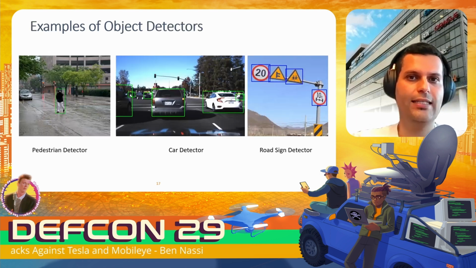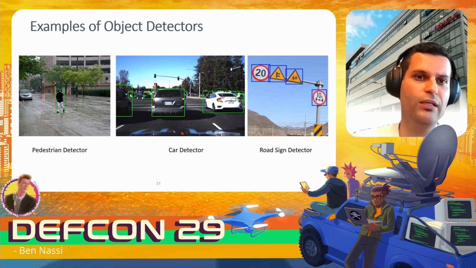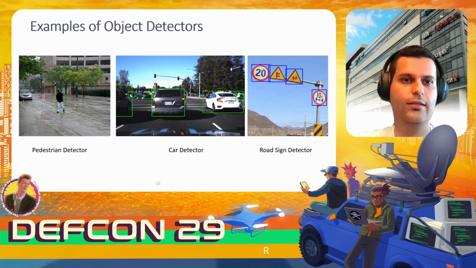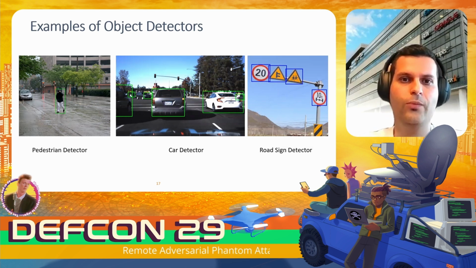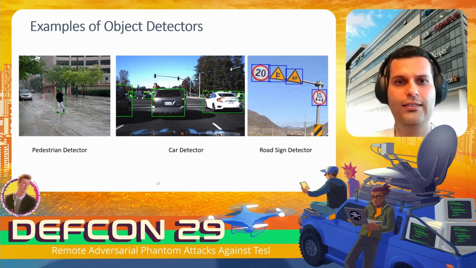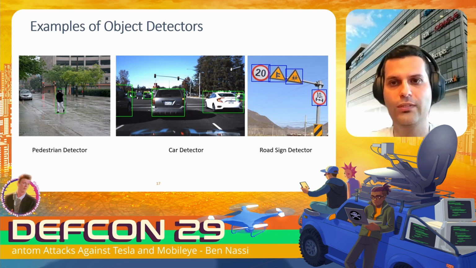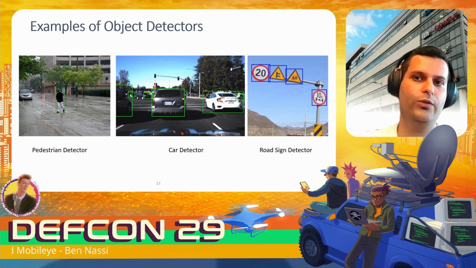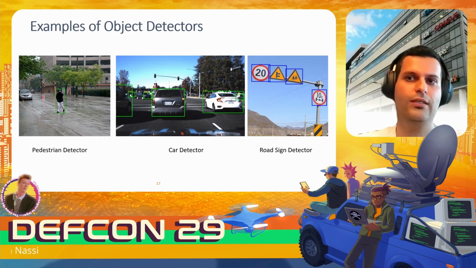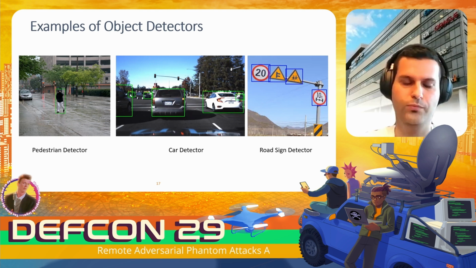Now, here you can see, for example, on the left side, a pedestrian detector. You can see a bounding box across the pedestrian. In the middle, you can see a car detector. You can see how each and every car has a bounding box around it. And also on the right side, you can see a road sign detector, where each and every road sign has a bounding box across it. And this is what object detectors are intended to do.